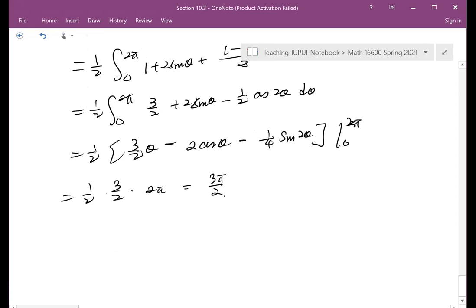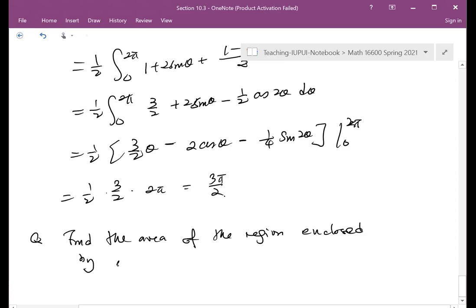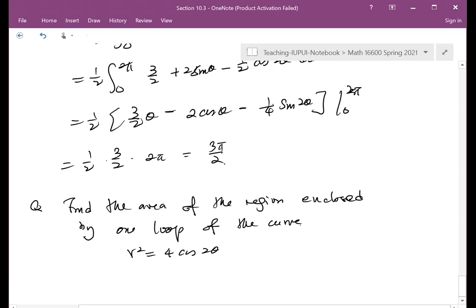Okay, let me look at the next problem. Find the area of the region enclosed by one loop. Okay, you have to determine which loop. One loop of the curve. So it sounds like there are many loops there. r squared equals 4 cosine 2 theta.